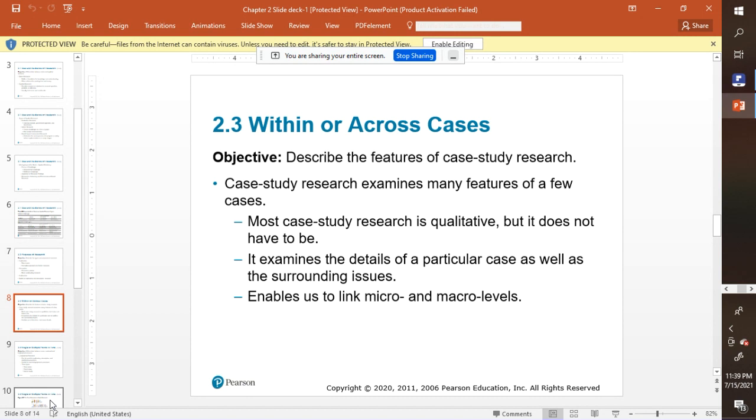So within or across cases can be used to examine the details of a particular case as well as the surrounding issues, and it could also be carried out when we try to link things together like the micro and the macro level. For example, microeconomics and macroeconomics, we try to link them together, look at their similarities, or at how they affect each other at the different levels and different aspects.